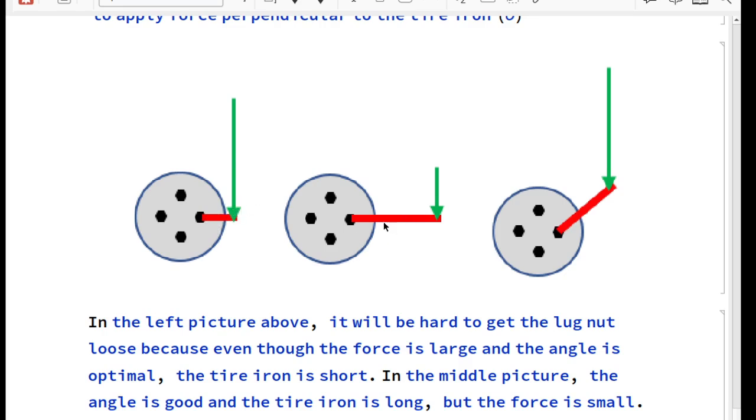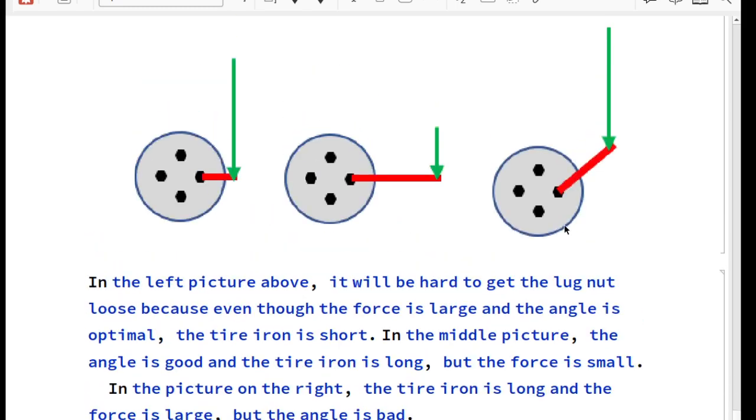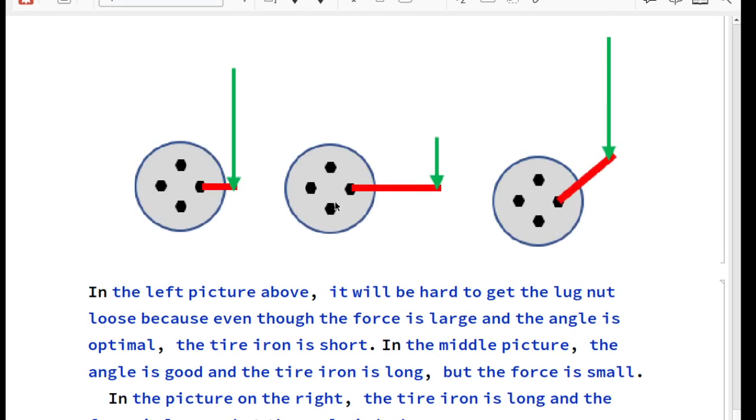The middle picture, you've got a long tire iron, small force, good angle. And in the right-hand picture, the force is large, the tire iron is large, but you've got a better, larger than 90-degree angle here, so you don't get as much out of it. Part of your effort is basically spent trying to snap the lug nuts off. But we'll see this when we look at cross products in relation to torque, and that'll be a little while.